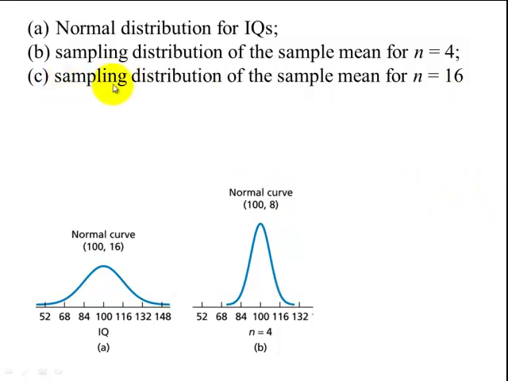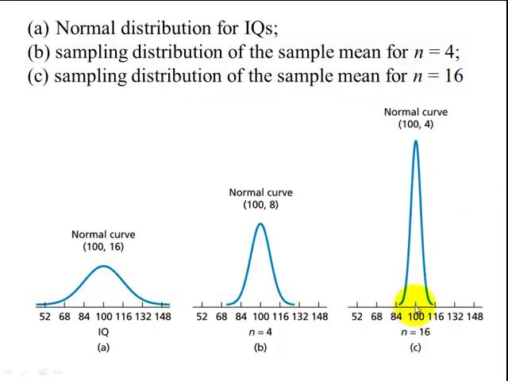And let's look at part C. What if we look at this sampling distribution of sample means for n equals 16? It is still bell-shaped. Its mean is still 100, but again the standard deviation has decreased. This time it decreased from 16 down to 4. Now eventually there will be a formula to actually compute the standard deviation of the sampling means.